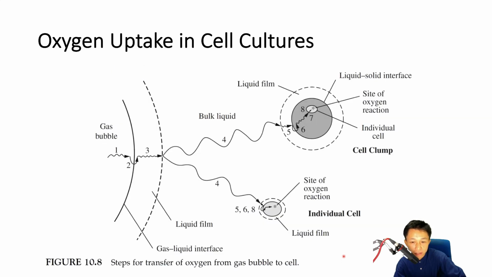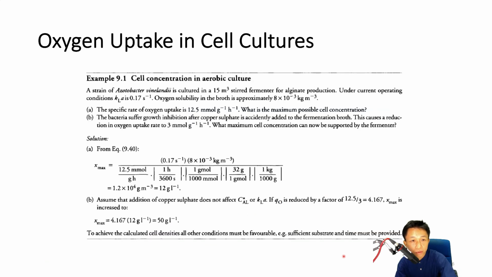Okay, this is how we summarize. And if we have a look at how to calculate it, this is an example: cell concentration in an aerobic culture. Aerobic means you use oxygen. The strain of this microorganism, Acetobacter, is similar to the vinegar one. Cultured in this stirred fermenter for alginate production.